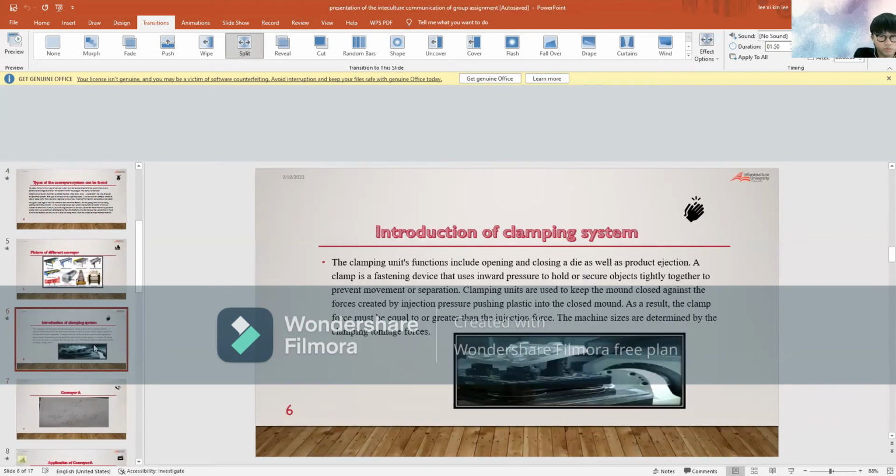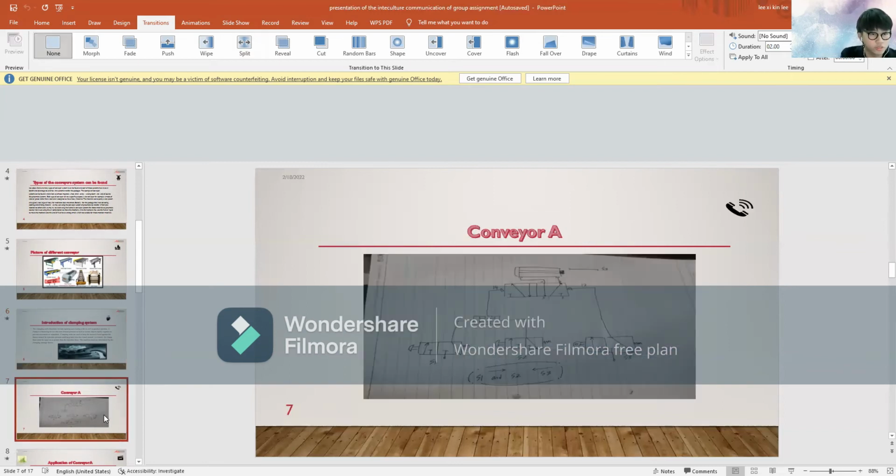We're going to start with task one: conveyor A, which transfers things to conveyor B to do the clamping. First of all, conveyor A is moving. So this is my first.